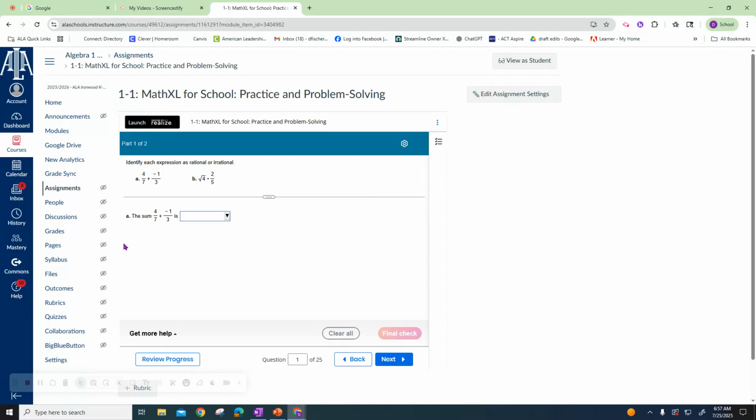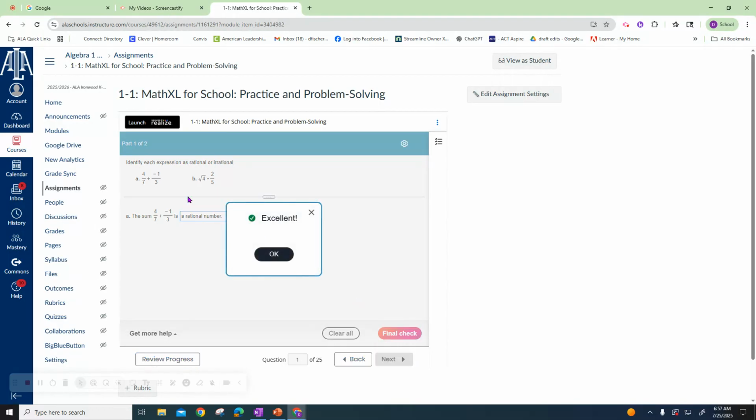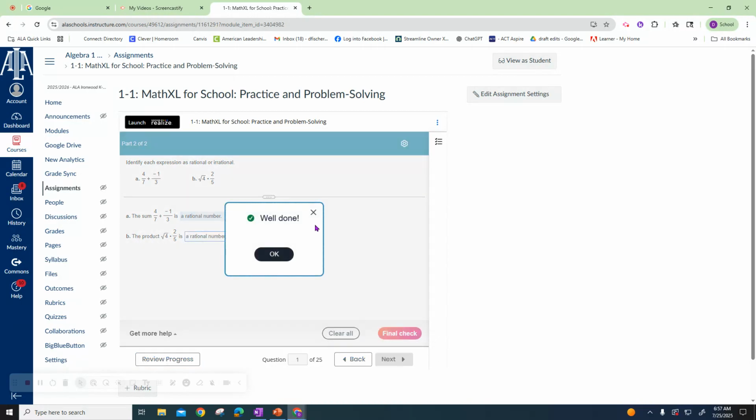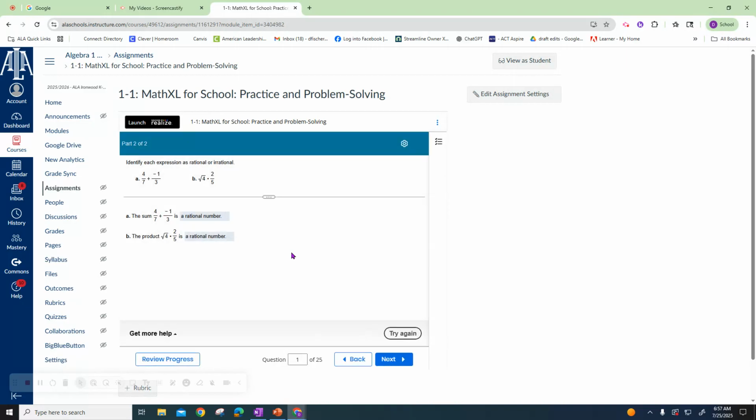Boom. They switched the problem around now. Okay, I think. So we have to start from the beginning here. So the sum of two numbers, we know that one's a rational number. They didn't switch the problem. Sometimes they do. Final check. Okay. Now, we know the product is really 2 times 2/5, which I know is going to be a rational number. Final check. Bam, well done. So, we're going to go to the next question.